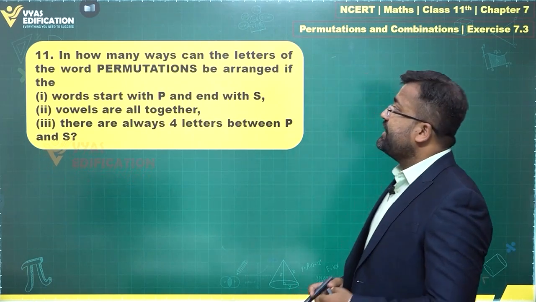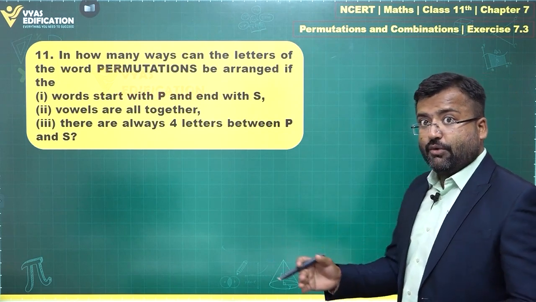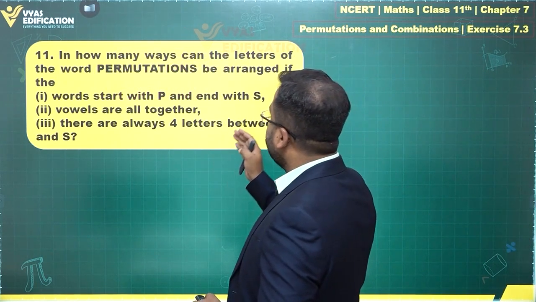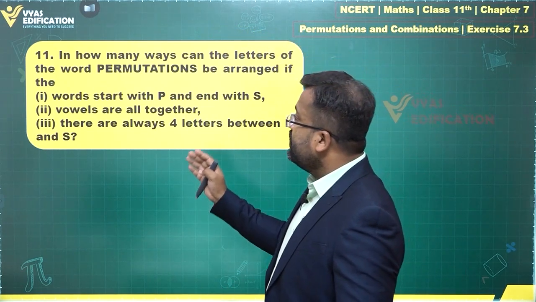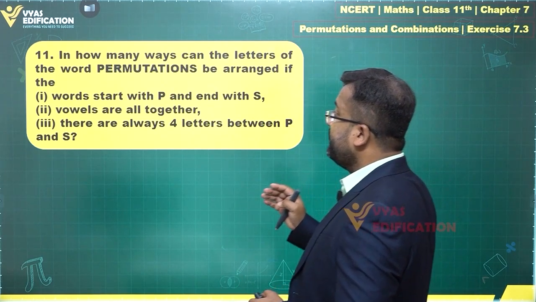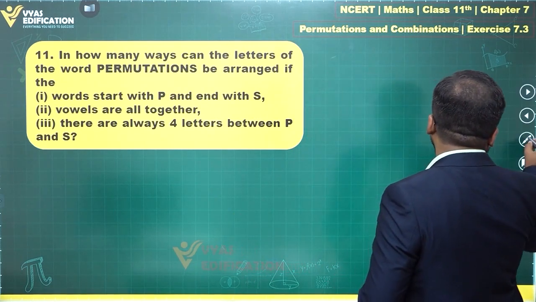Let's discuss this question next. The question says, in how many ways can the letters of the word PERMUTATIONS be arranged if the words start with P and end with S? This is the first part. Then there is the second part, vowels are all together. And there is another part, there are always 4 letters between P and S. There are 3 big parts, right? Let's see how we approach this question.